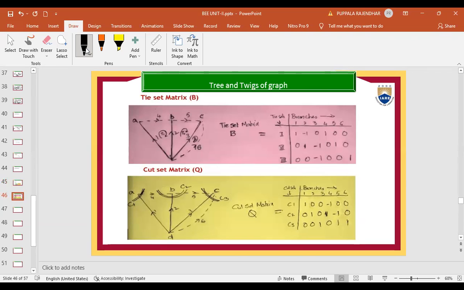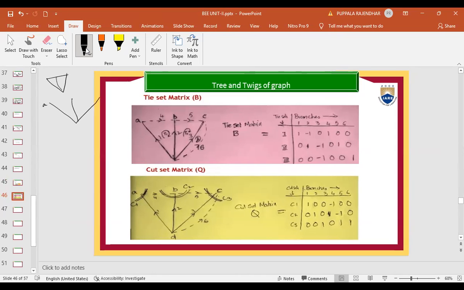What is the tie set? We have chosen this graph. We have chosen a tree, right? This tree I am considering. Actually, this is the graph. Now A, B, C node and D node.